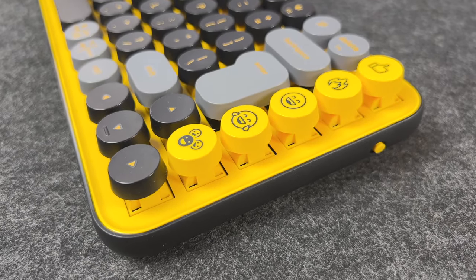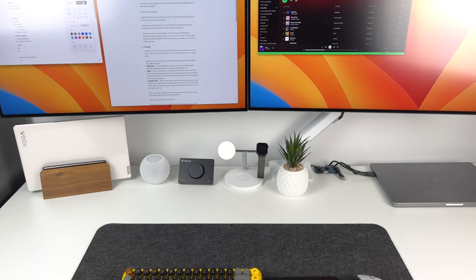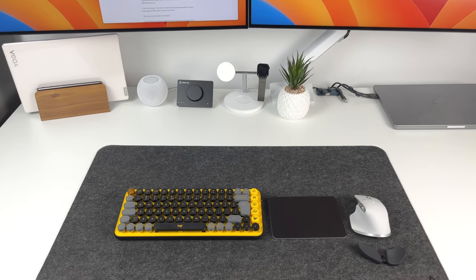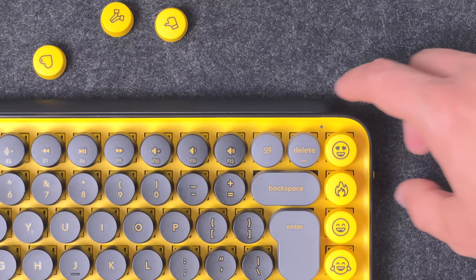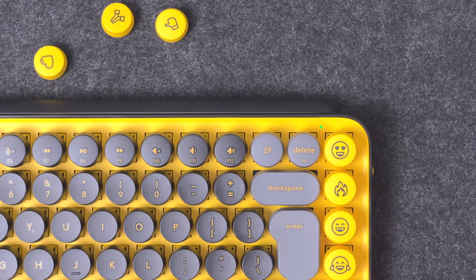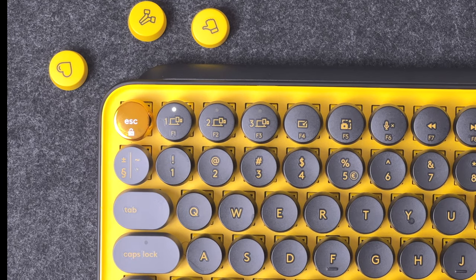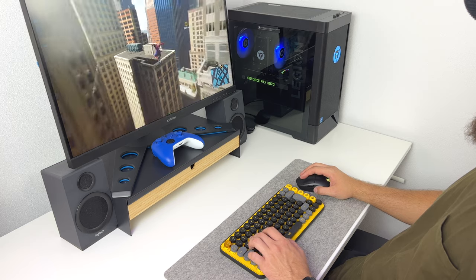And yes, I do use it on both platforms and switching works flawlessly. Speaking of switching, you can pair it with up to three devices. It works similar to MX Keys and MX Keys Mini, which means switching in between devices is fast and easy.